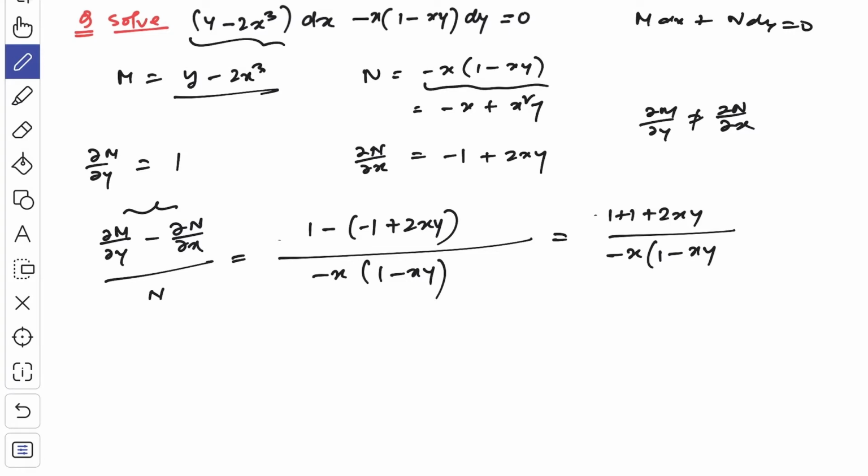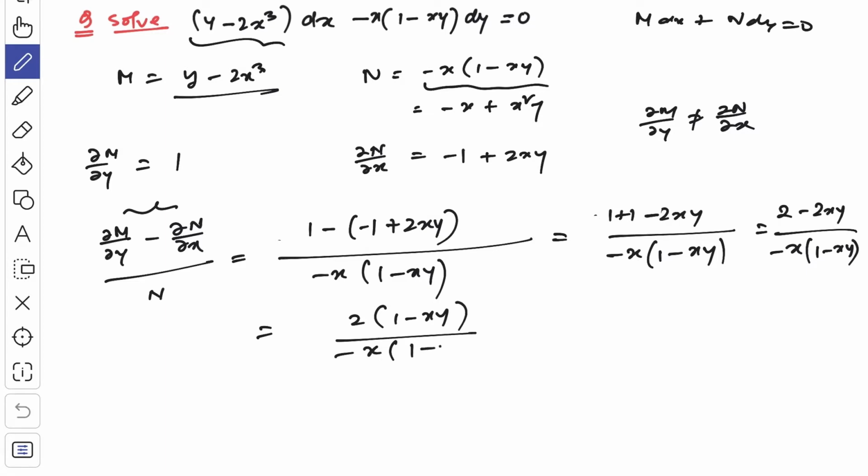Then sorry, what I have done here, this should be negative, isn't it? So that's going to be equal to 2 minus twice xy by minus x into 1 minus xy, and after simplification, taking 2 common, 1 minus xy by minus x into 1 minus xy. If you cancel these two, then you will get minus 2 by x. So here it is a function of f of x.